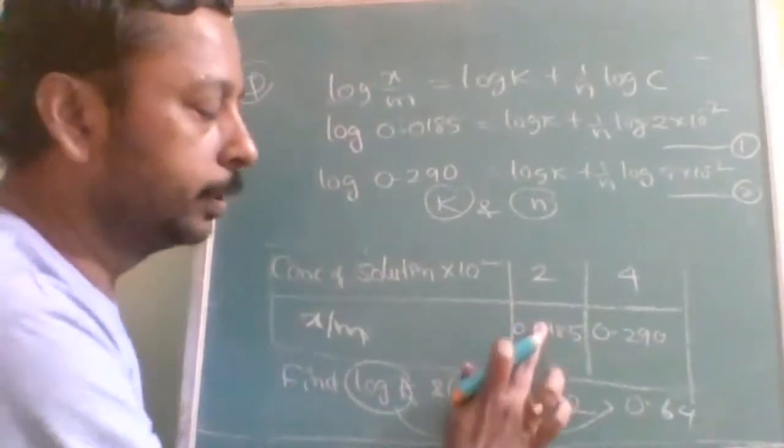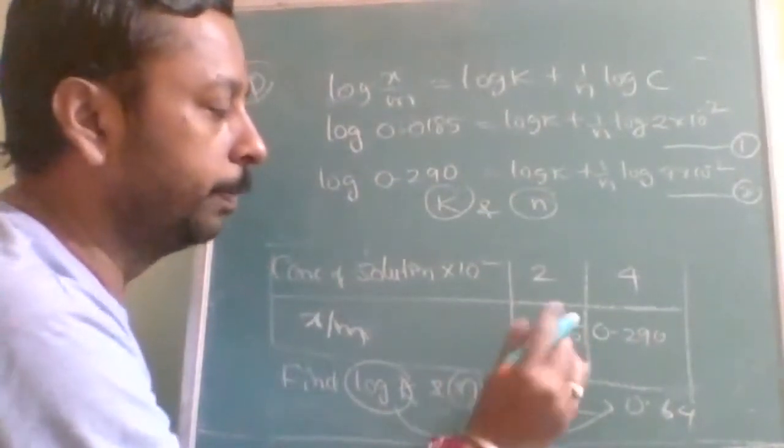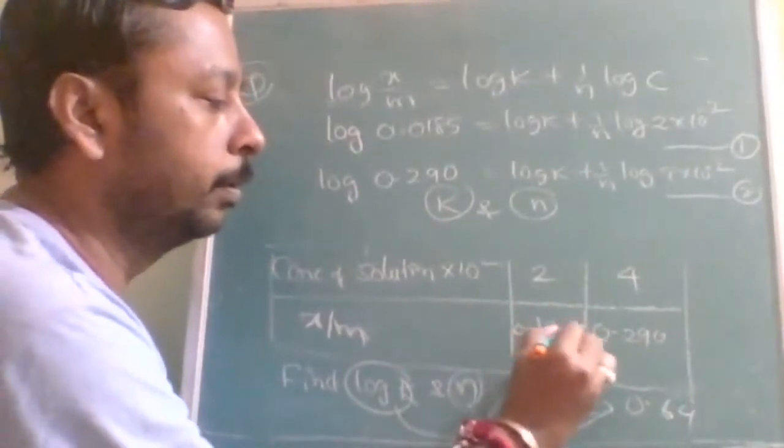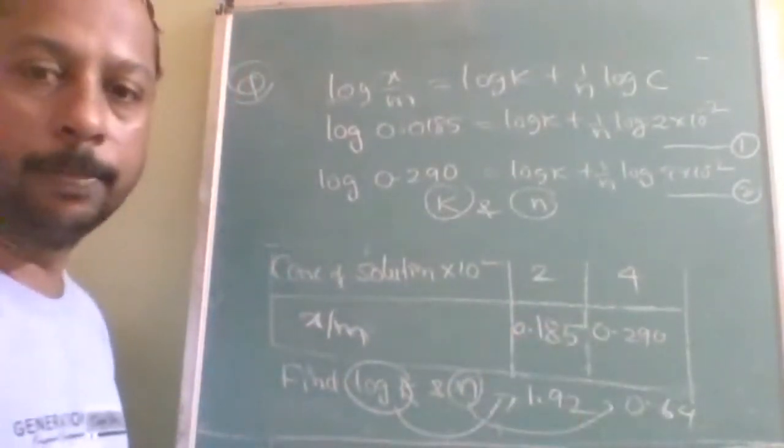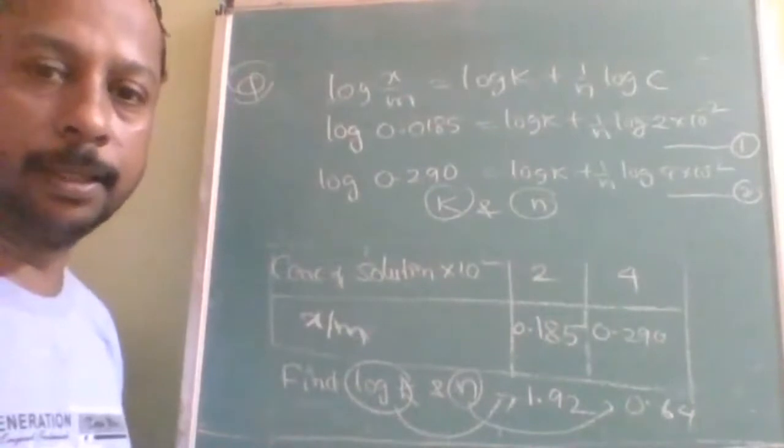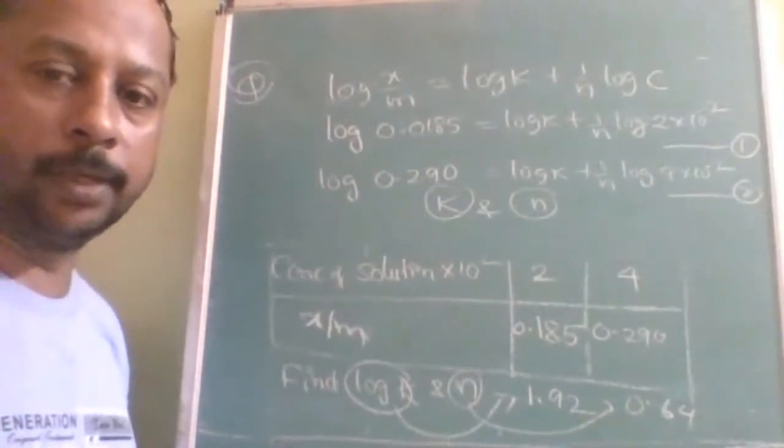I have given this as actually 0.185. Now you will get this answer. 0.185 is X upon M. I have written 0.0185.